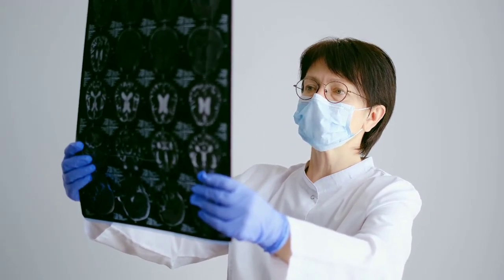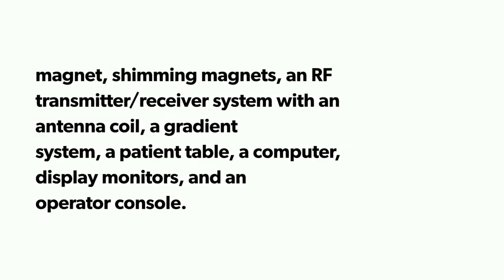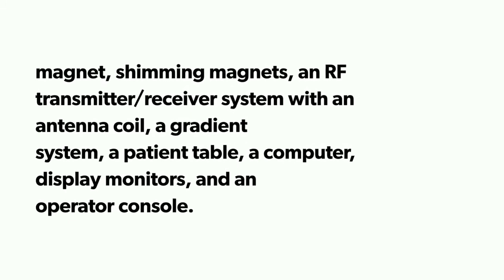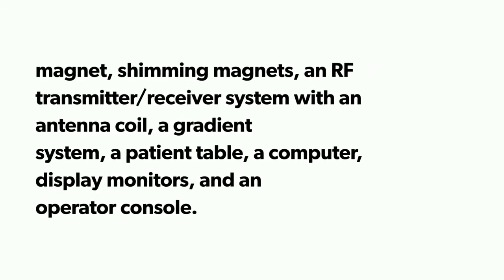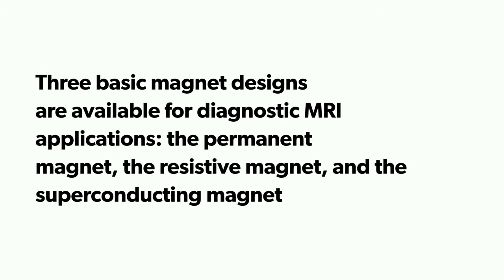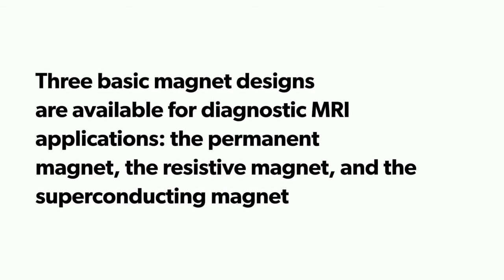So an MRI unit consists of a magnet, an RF transmitter or receiver system with an antenna coil, a gradient system, a patient table, a computer, display monitor, and an operating console. Three basic magnet designs are available for diagnostic MRI application: the permanent magnet, the resistive magnet, and the superconducting magnet. Most systems today use a superconducting magnet.